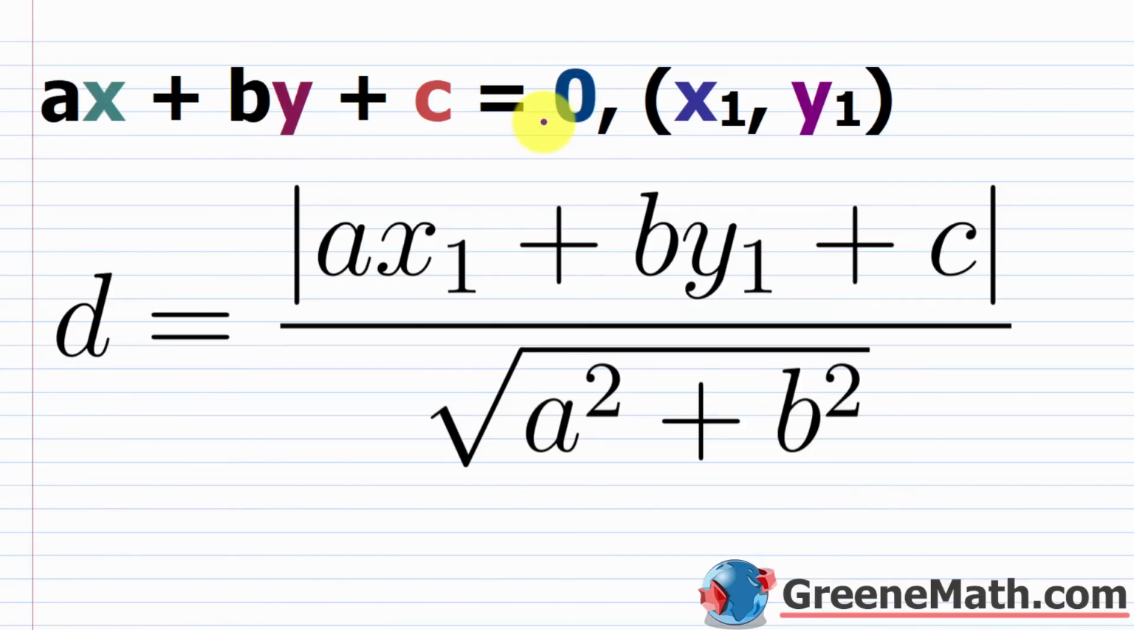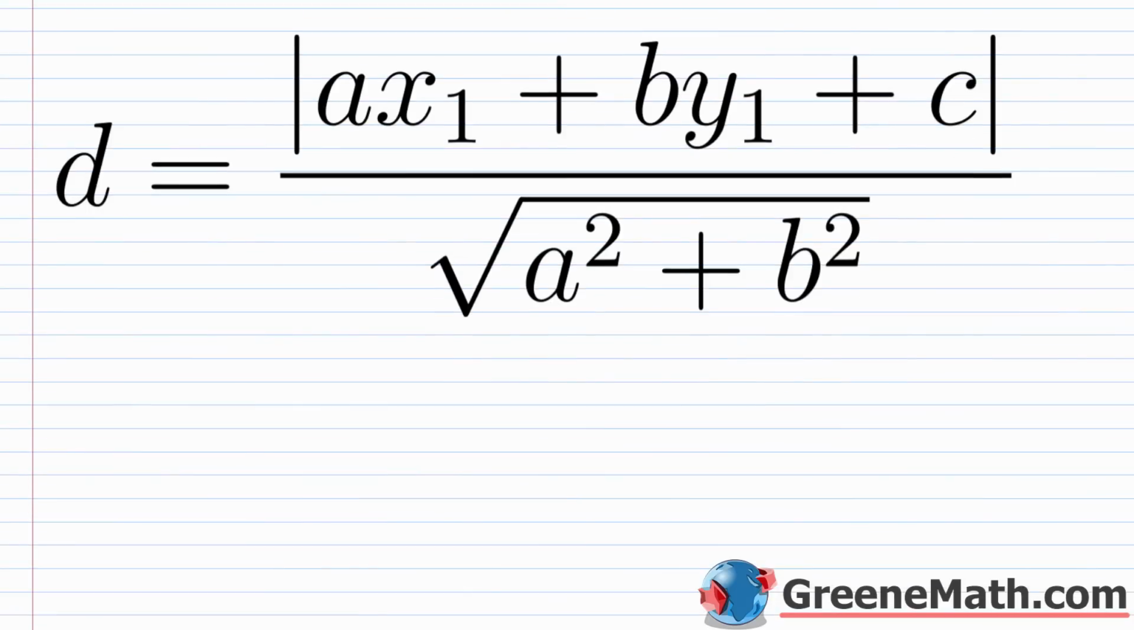Now, not every book calls this general form, but most people say that ax plus by plus c equals 0 is the general form of the line, whereas ax plus by equals c is the standard form. Again, this changes based on the textbook you're looking at, but usually it's called general form. Then the point that you're given is x sub 1 comma y sub 1. So you're just going to plug into this formula.